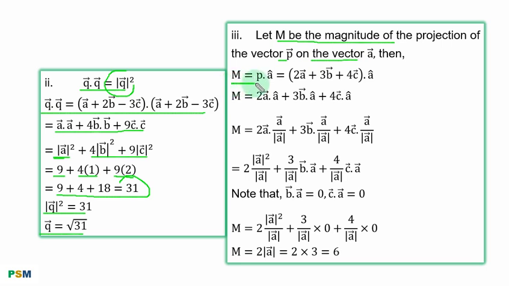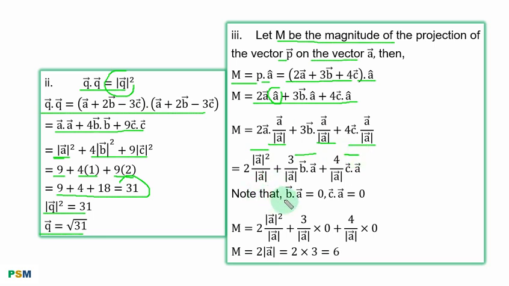Roman figure 3. Let M be the magnitude of the projection of the vector P on the vector A. Then M is equal to the dot product of vector P and the unit vector A. This is vector P times the other term. When you multiply, you have this result. The unit vector A is expressed in this form. You have it here, you have it here. Vector A dot vector A is square of the magnitude of vector A. You have the second term, you multiply, and the third term.